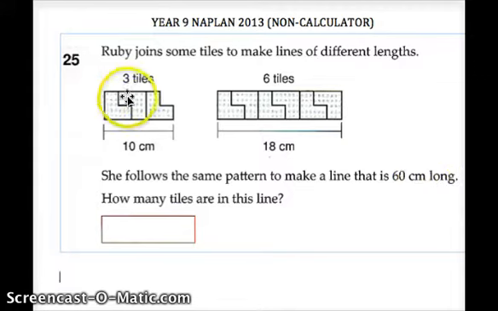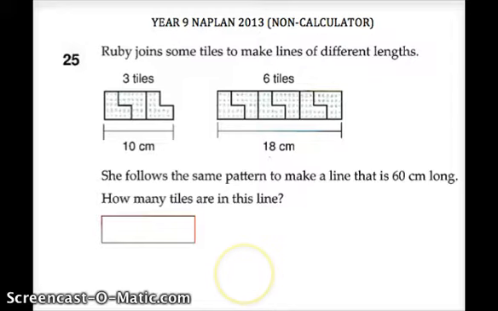So we see these first 3 tiles, and that's these first 3 tiles here, and then we can see the next tile goes upside down. So we have a tile that's upright and then a tile that's upside down. L shape, upside down L. L shape, upside down L. That way all the tiles fit together. So she follows the same pattern to make a line that's 60 centimetres long. How many tiles are in this line? You can pause the video and try the question.